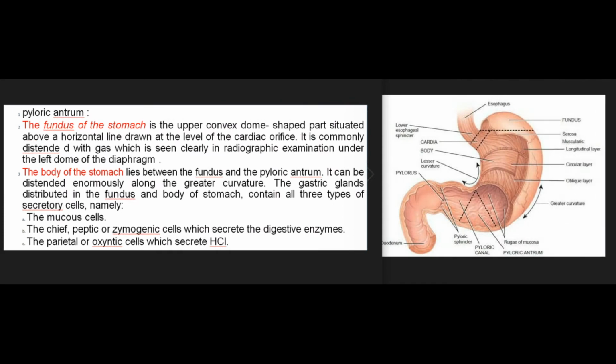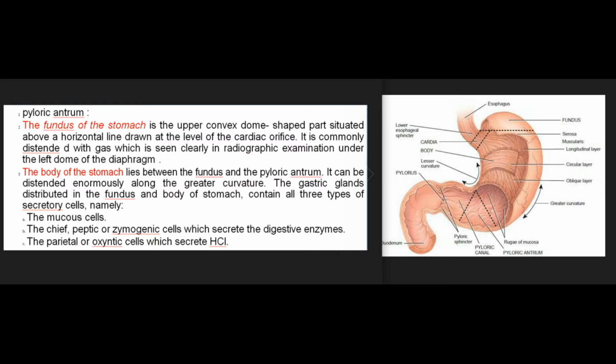1. The fundus of the stomach is the upper convex dome-shaped part situated above a horizontal line drawn at the level of the cardiac orifice. It is commonly distended with gas, which is seen clearly in radiographic examination under the left dome of the diaphragm. 2. The body of the stomach lies between the fundus and the pyloric antrum. It can be distended enormously along the greater curvature.